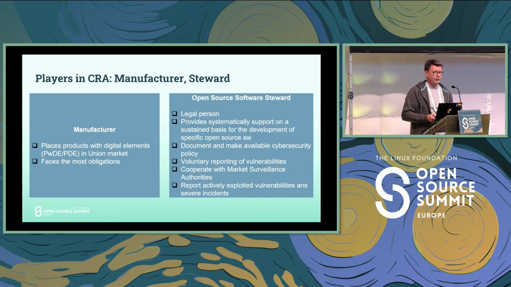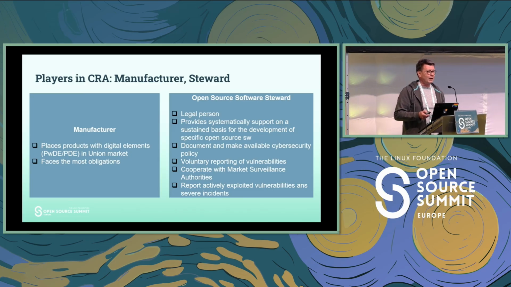I've been talking about the manufacturer quite a lot, because most of the things in the CRA are for the manufacturer to comply with. I didn't want to copy-paste all the requirements there. I just say that if you place a product on the market, then that paper is for you to understand and comply with. But then there is this new kid on the block that didn't exist before: the open source software steward. It didn't exist, for example, in the drafts that were circulated in '23.